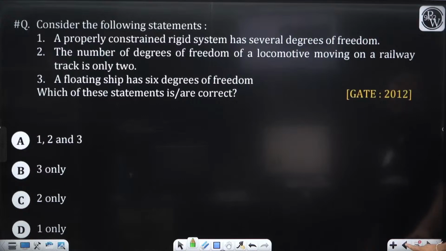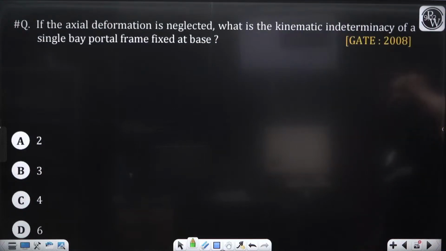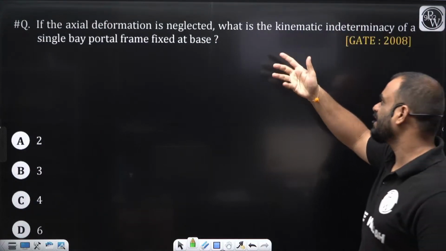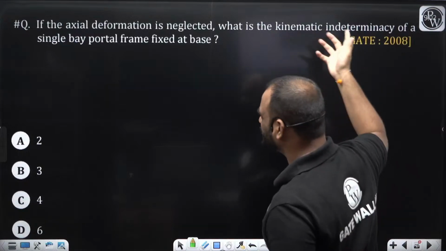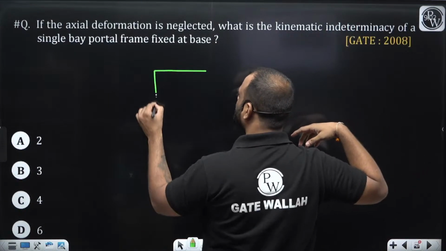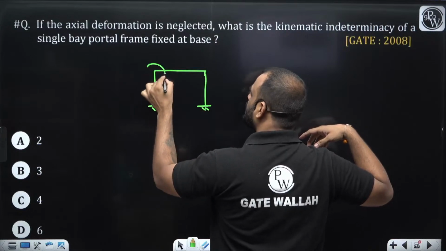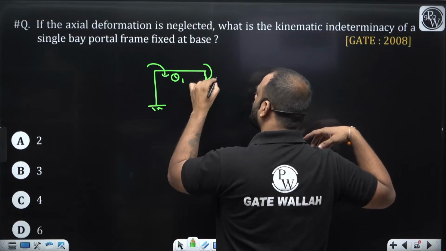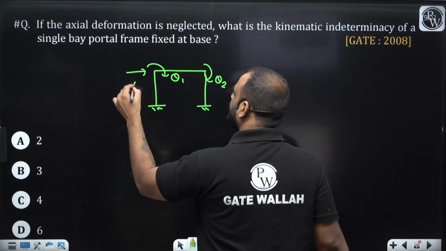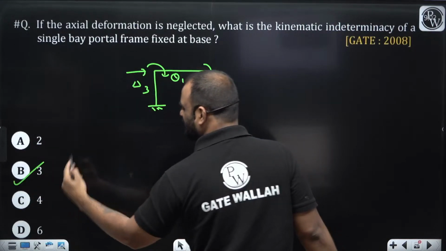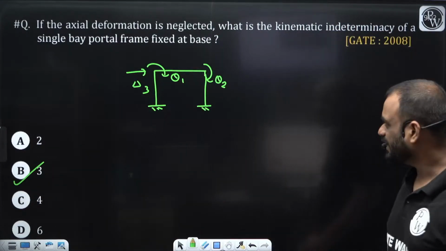This question we have already discussed, guys. It was asked in GATE 2008. If the axial deformation is neglected, then what is the value of DK for a single bay portal frame? We have discussed it already. This is a single bay portal frame, and if axial deformation is negligible, then this is theta 1, theta 2 and delta 3. So the answer is 3. Already discussed, right?